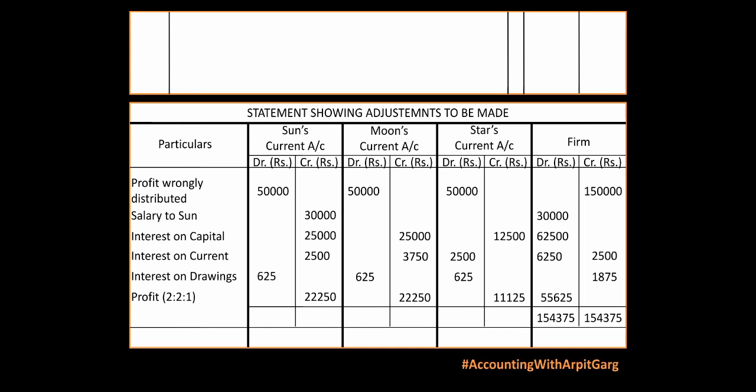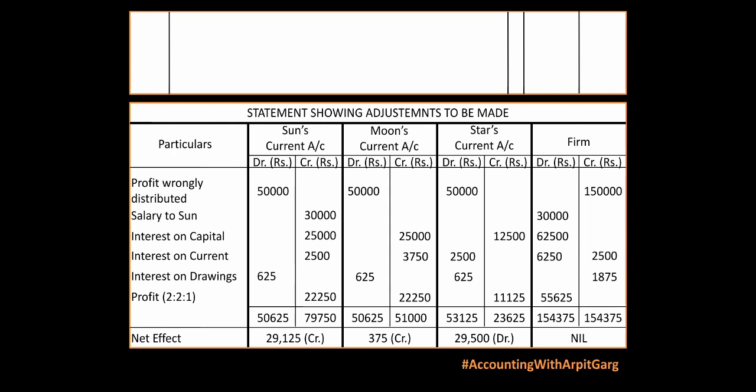Then we will total all the columns. Then we will find out the net effect. For Sun, credit side is more, so we will write the difference between 79,750 and 50,625 on credit side. Then for Moon, as credit side is more, the difference on credit side. For Star, debit side is more, so difference on debit side. For Firm, both the sides are equal, so balance is nil now.